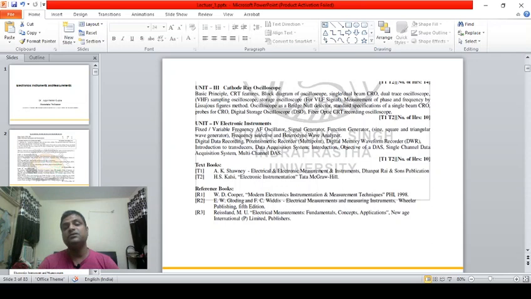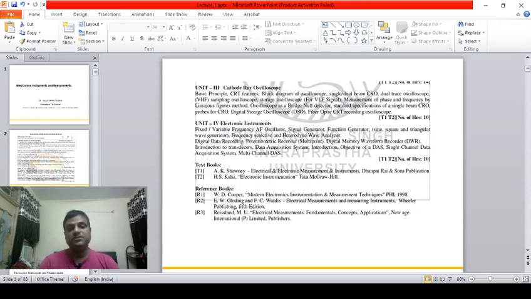In the case of electronic instruments, we have studied the AF oscillator, signal generator, function generator, and then frequency selective and heterodyne wave analyzer, digital data recording, potentiometer recording, then the waveform recorder. And at the last we have studied the different types of transducers, data acquisition system, and then the digital acquisition system, then multi-channel DAS.